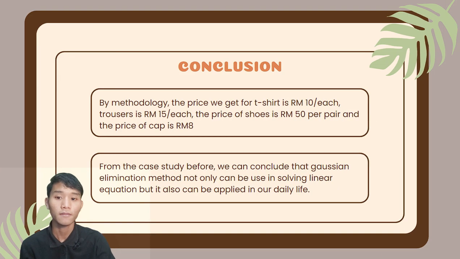And for the conclusion, by the methodology, the price we get for t-shirt is 10 ringgit each, trouser is 15 ringgit each, the price of shoe is 50 ringgit per pair, and the price of cap is 8 ringgit. So in conclusion from the case study, we can conclude that Gaussian elimination method not only can be used in solving linear equations or in exams, but it also can be applied in our daily life.